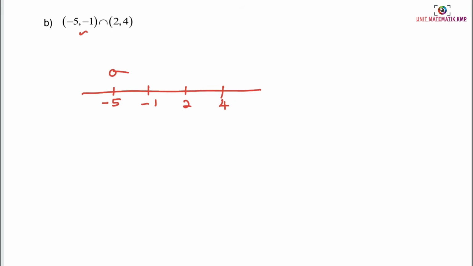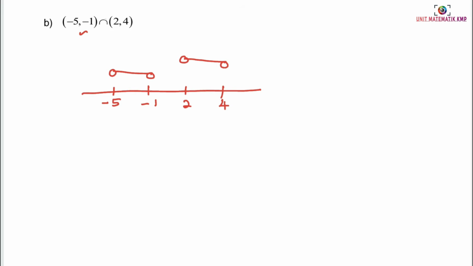We draw the first interval from -5 to -1. At numbers -5 and -1, we draw an empty circle because they are not included. The next interval is from 2 to 4. At number 2 and number 4, also empty circles because they are not included. What is the solution? Okay, we go to the solution.